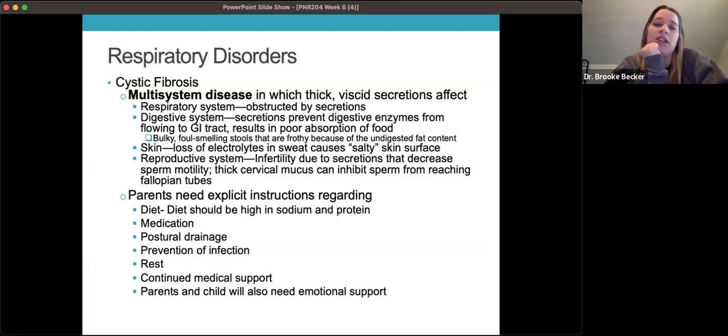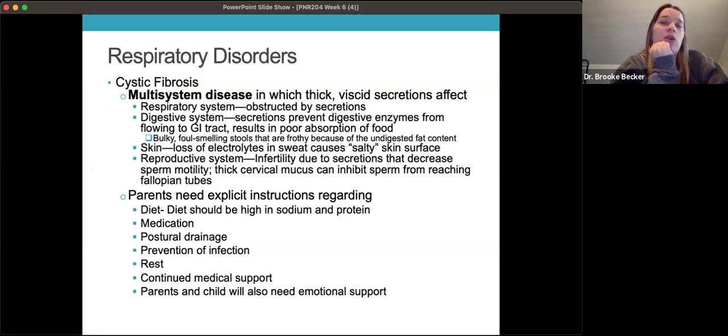Okay, their skin will be affected. They're going to sweat out their chloride, so they're going to have salty skin. So they're going to have effects on their electrolytes. And their reproductive system's also going to be affected. So boys, males, will have infertility troubles.